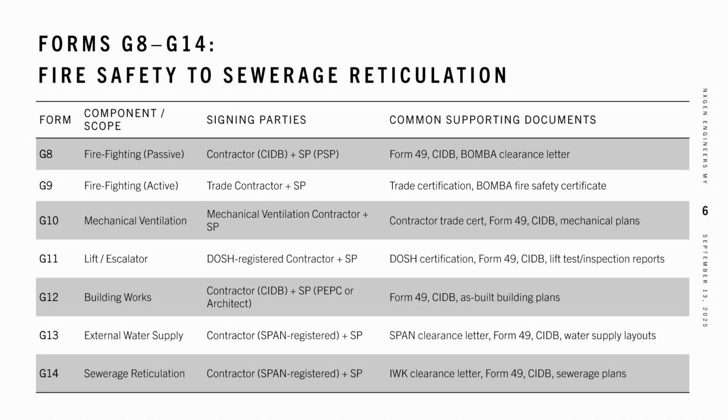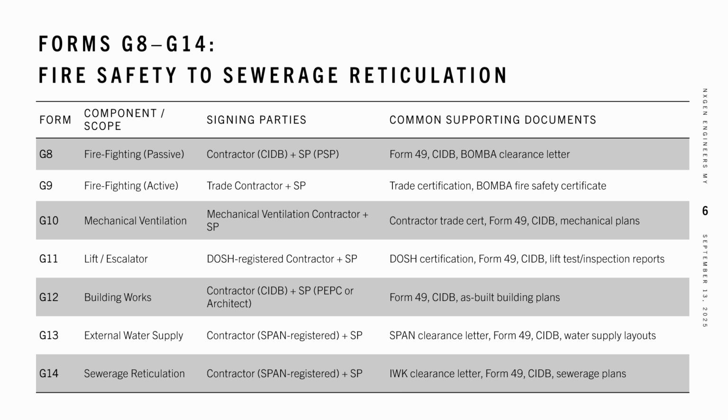Forms G8 through G14 address essential safety and utility systems within a construction project. Form G8 covers passive firefighting systems and requires signatures from a CIDB-registered contractor and a principal submitting person, PSP, supported by Form 49, CIDB registration, and a clearance letter from BOMBA, the fire authority. Form G9 pertains to active firefighting systems and involves a trade contractor and SP, with trade certification and BOMBA fire safety certificate as key documents.